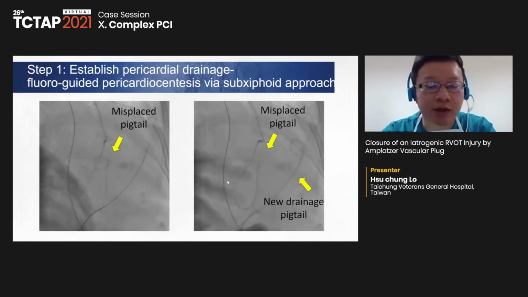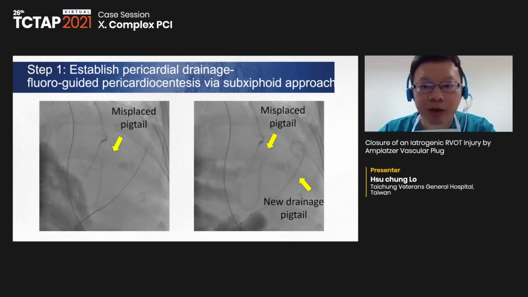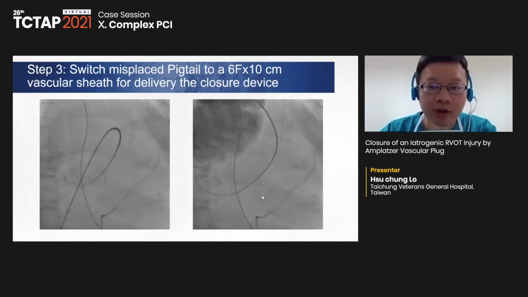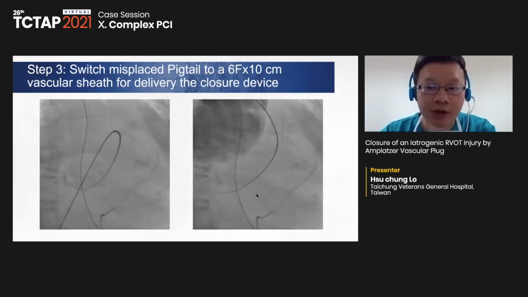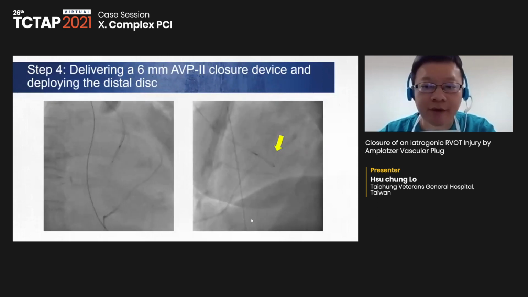At first, we did pericardiocentesis again in our cath lab by subxiphoid approach under fluoro and echo guide to relieve cardiac tamponade. Then we confirmed the misplaced pigtail in the RVOT by contrast injection. We put a super stiff Terumo wire to exchange this pigtail for a 6 French short sheath for delivering the closure device. We introduced a 6 mm AVP-II closure device into the 6 French sheath and deployed the proximal disc.